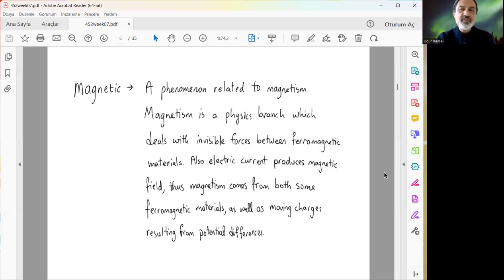Magnetic addresses a phenomenon related to magnetism. Magnetism is a physics branch dealing with invisible forces between ferromagnetic materials. Electric currents produce magnetic fields and magnetic waves. Wave means it's alternating, but here we do have a high strength DC magnetic field to have some kind of bias to create energy transfer between the nuclei and the system.